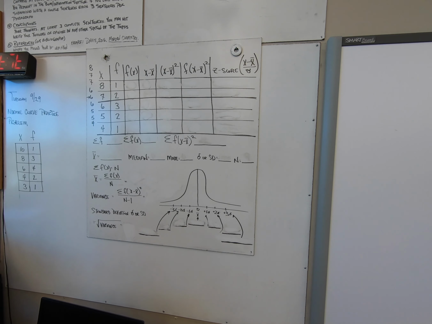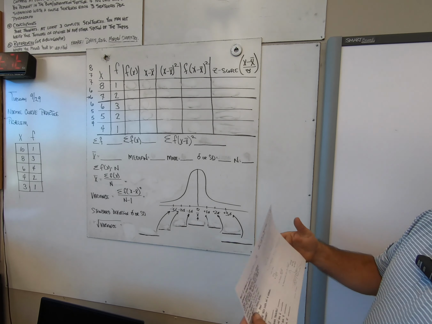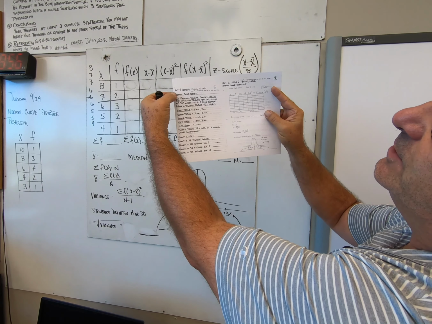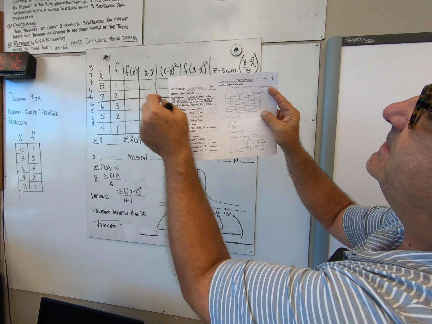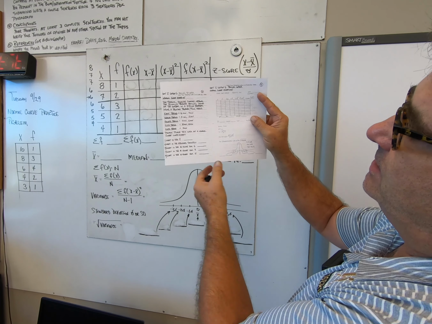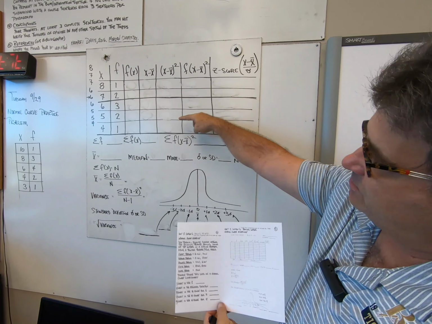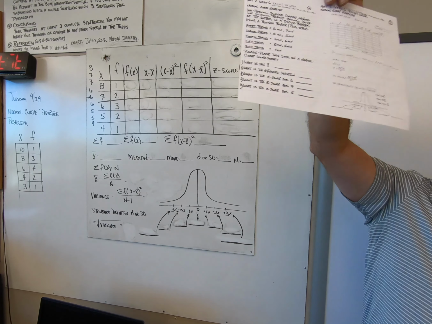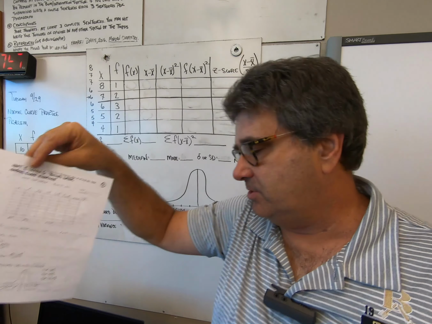Are you guys with me? Yes, no, maybe. On this paper, here's what we're doing. It's this one, page 6. See where it says normal curve exercise, and then it's got the grid over here just like this one. Okay, it's on this page. Do you guys have this paper? Yes. Okay, so that's what we're doing.